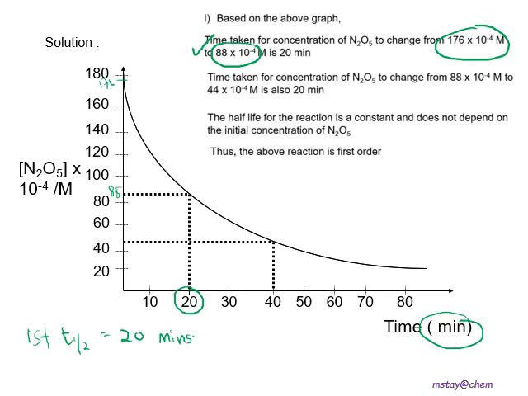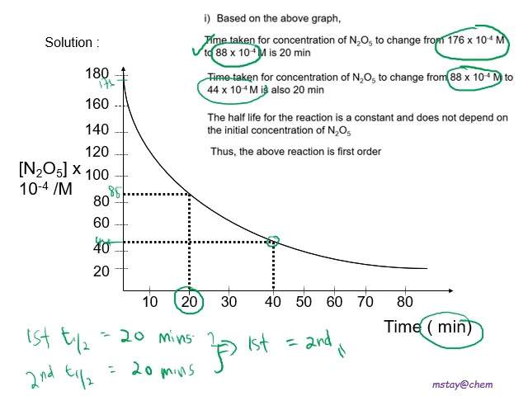The time taken for the concentration 88 exponent negative 4 to become half, which is 44, is from 20 minutes to 40 minutes over here. So this second half-life is also equal to 20 minutes. Like we mentioned, if the first half-life and second half-life are the same, we can conclude that the order of reaction for this chemical reaction is first order. Let's look at the explanation here. The half-life for the reaction is constant and does not depend on the initial concentration. Therefore, the order of reaction is first order.